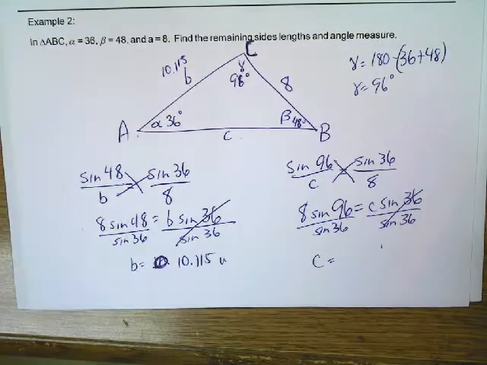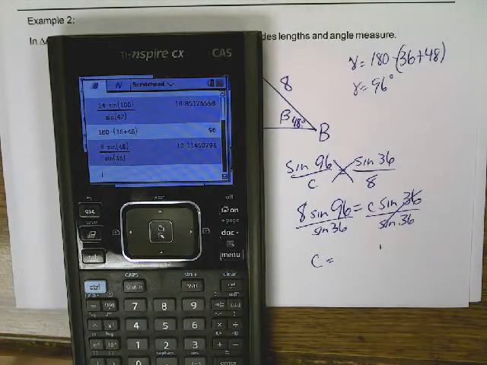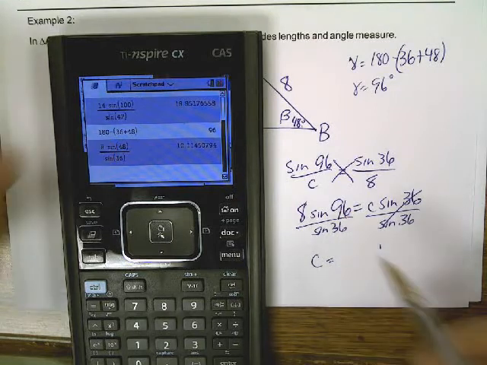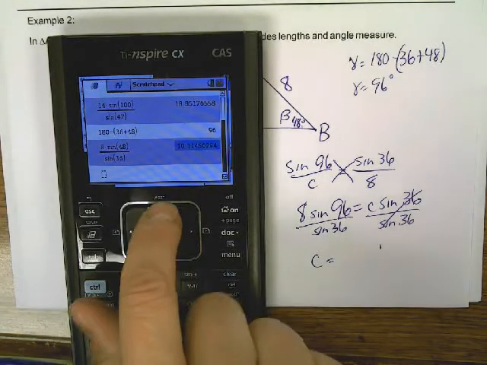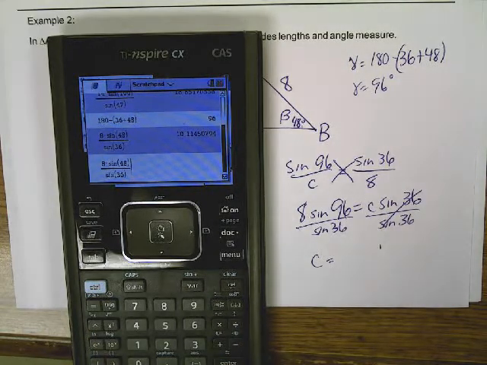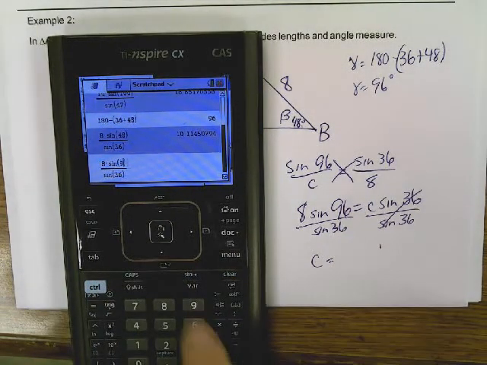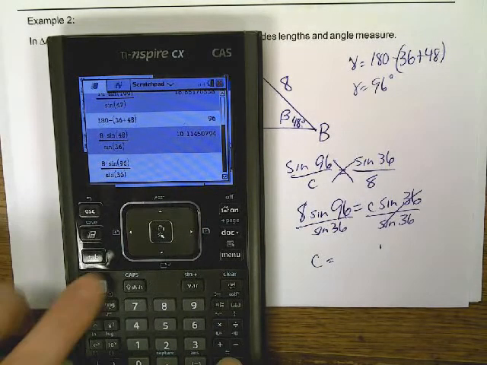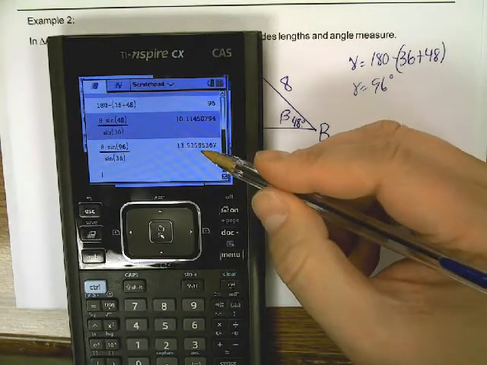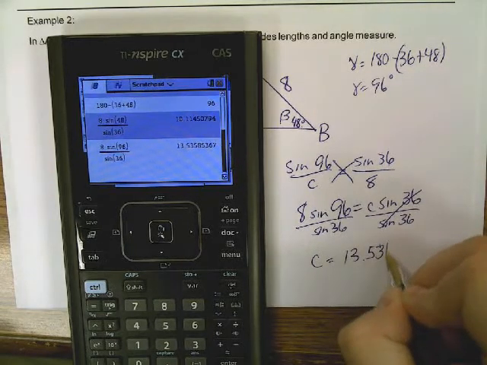And again, this happens almost every time you're solving a triangle with law of sines. If you look, I've got 8 sine. The only thing that has changed is the 48 has become a 96. So if you don't want to type that whole thing in again, just go up, highlight it, push enter, bring it down, and then change 48 to 96. And then enter, and you get 13.535, but the fourth decimal is an 8, so that's going to round it up to 536. And that's units.